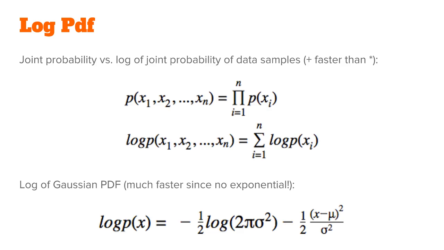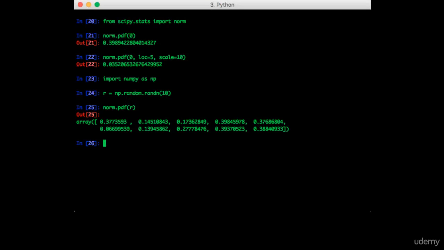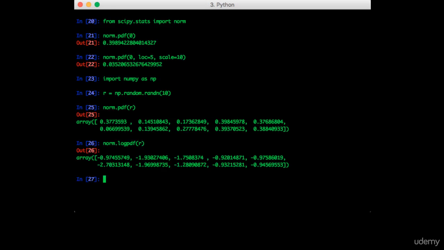Because the form of the Gaussian is exponential, when you take the log of an exponential, the exponential goes away. So this also saves us time, because the exponential is also a costly operation. So a lot of the time, it is advantageous to work with the log probability rather than the actual PDF. Conveniently, there's a function for that too. So that's just norm.logpdf, and you pass in the values.